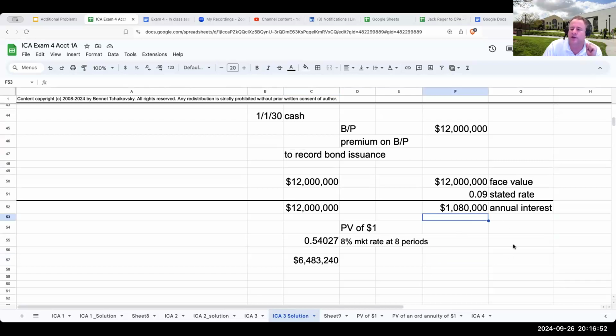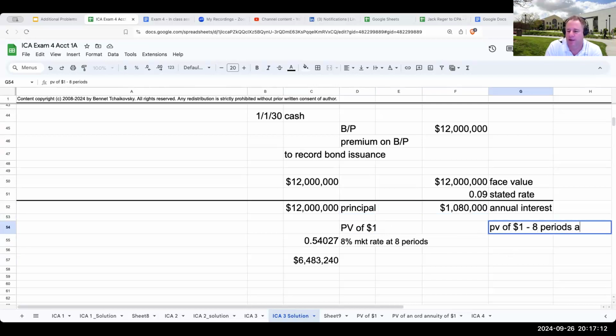Let's go over here to the annual interest. The 12 million is a single payment amount. Remember, it's like an interest-only loan. This is the principal amount, or the face value. But with the interest, I would have to do 8 separate present value computations. I'm too lazy for that. I'm going to go to present value of a dollar. This is going to be 8 periods at 8%, or that annual market rate of interest. Remember, I don't multiply it by 6/12. So 8 periods at 8%.